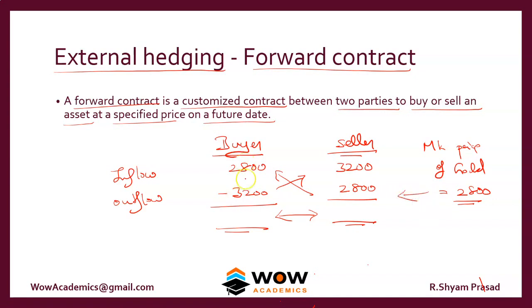The buyer has actually paid too much. He has given 3200 to get a gold which is only 2800 worth. So he is going to lose around 400 rupees. And for the seller, he thought the price would move only from 3000 to 3100, but the price has actually gone to 2800. So the difference between these two will give him the profit. So the profit or loss in the forward contract depends upon the forward price which has been fixed and the market price on the expiry of the contract.